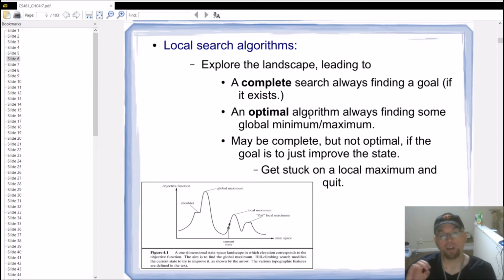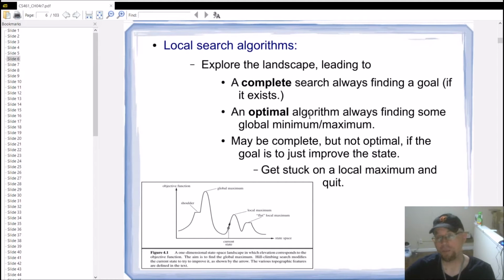Algorithms that are optimal. So what does optimal mean in this context? If you're searching for a global minimum, that is to say, the node that contains the state which has the smallest value, or the node that contains the state that has the highest value. It depends on how you frame the problem. Now, some of them may be complete, but not optimal. And this is what I was saying a second ago.